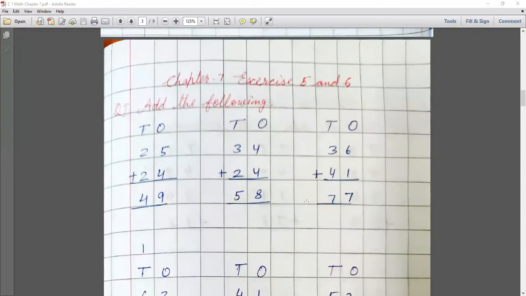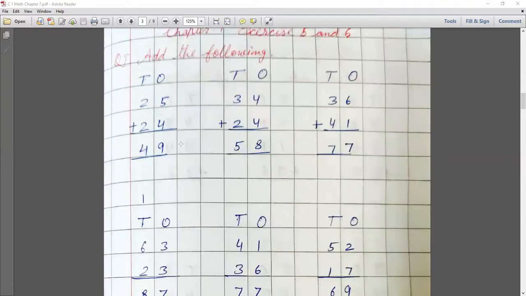Again, you open your new page and you should write the chapter number, then the number of the exercise. Okay, then you start your work. So our first question is add the following. Okay, first is 5 plus 4. Take your 5 fingers, 4 more, and what is the answer? The answer is 9. 5 plus 4 is equal to 9.